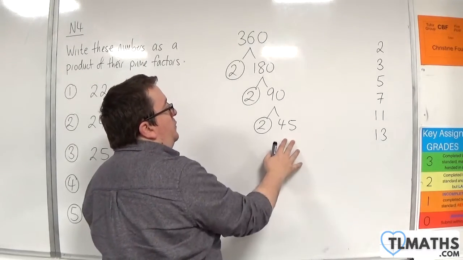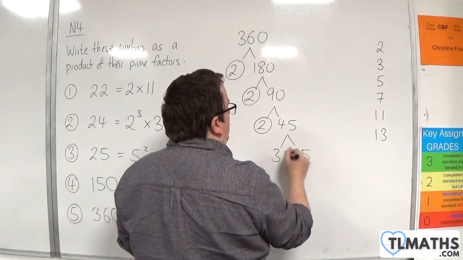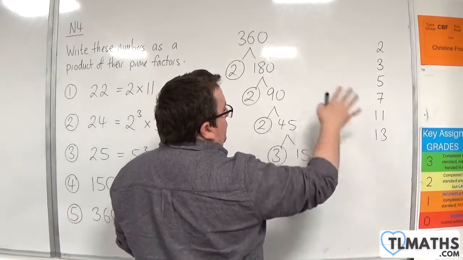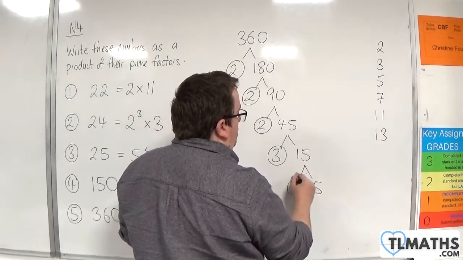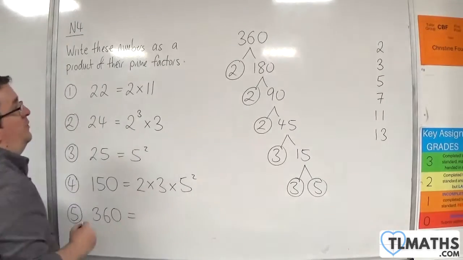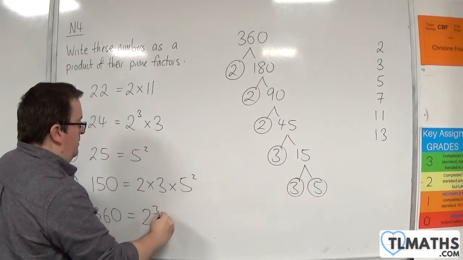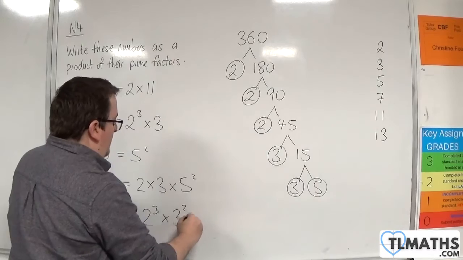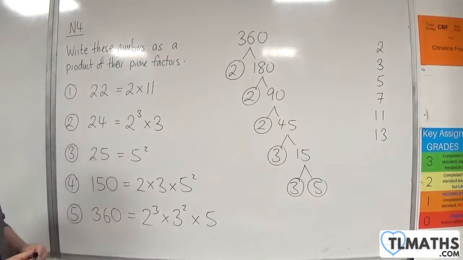Now, 2 doesn't go into 45, but 3 does. 3 goes in 15 times. 3 is prime, 15 is not. 3 goes into 15 5 times. 3 is prime, 5 is prime. So we're done. 360 is 2 times 2 times 2, so 2 cubed, times 3, which is 3 squared, times 5. Okay, and we're done.